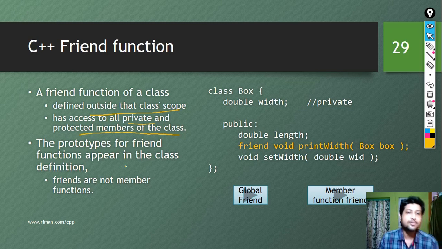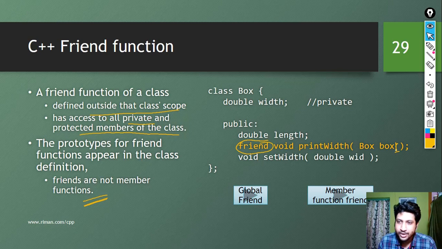So what is the prototype, or how can we define a friend function? The prototype for a friend function appears in the class definition. Friends are not member functions. So what we have to do is use the friend keyword before the function declaration, and we have to declare the function inside the class definition.